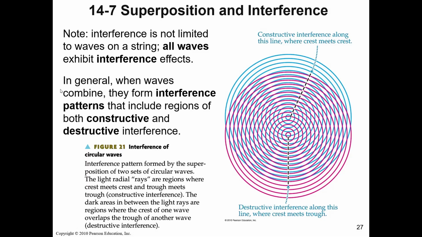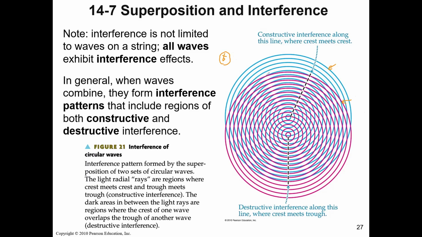And we can take a snapshot at a given time, and at this given time, we plot out all the peaks of the first wave, which are blue circles, and the peaks of the second wave, which are the red circles.